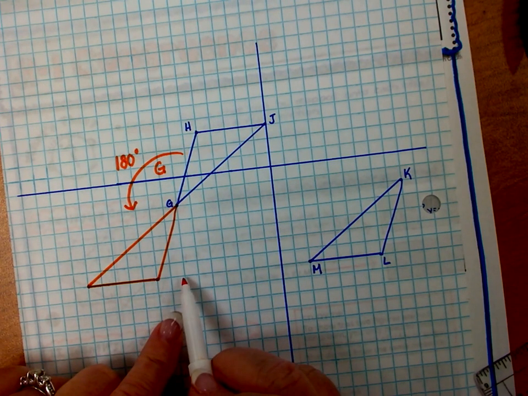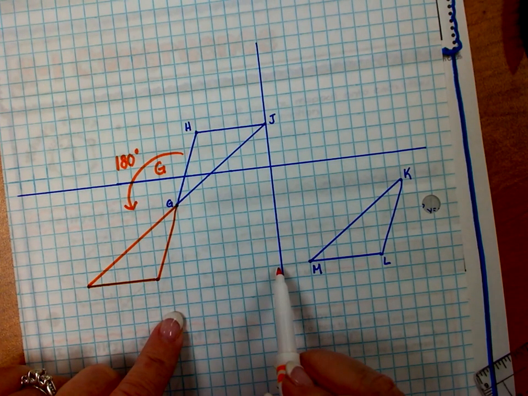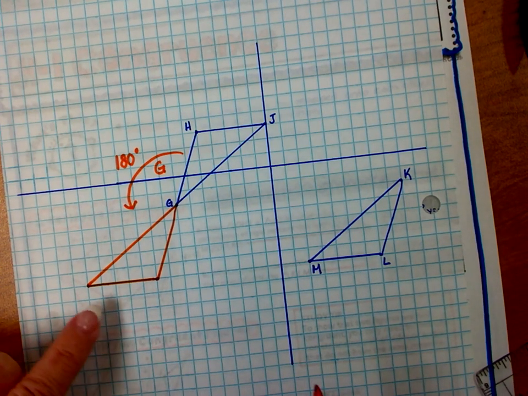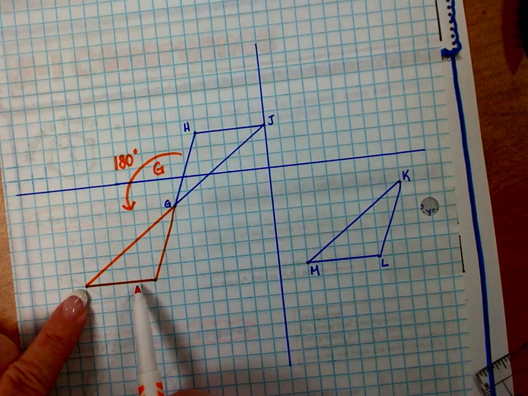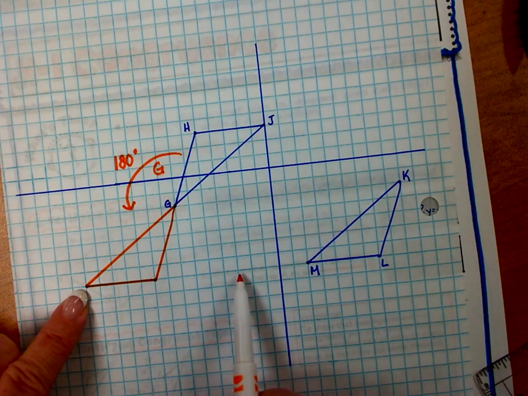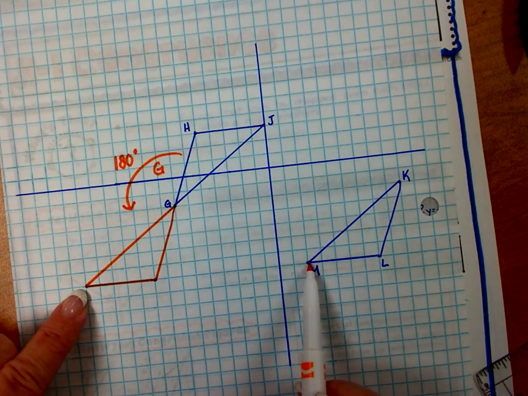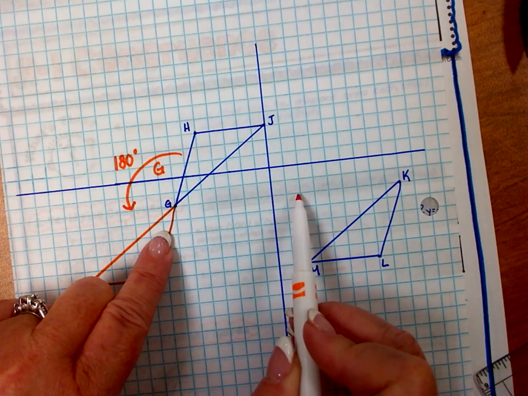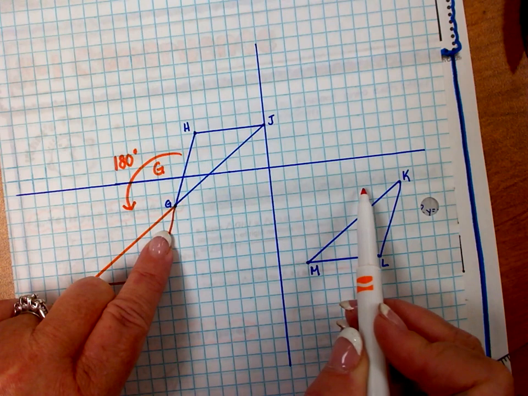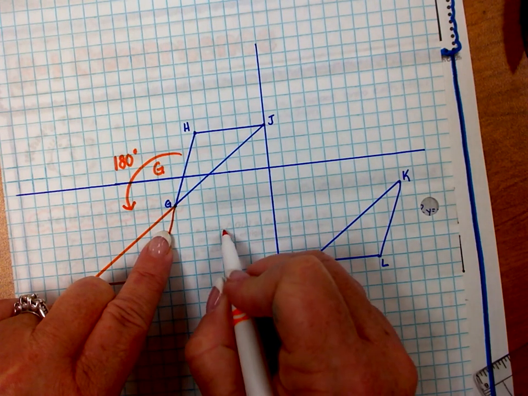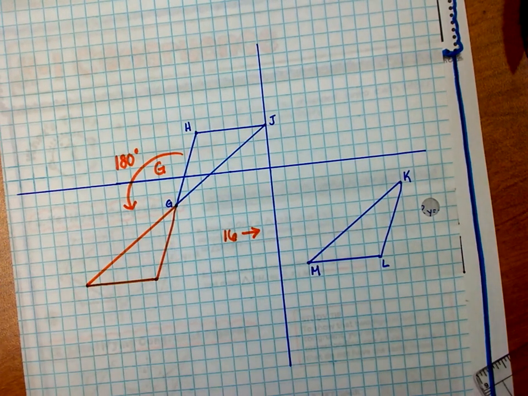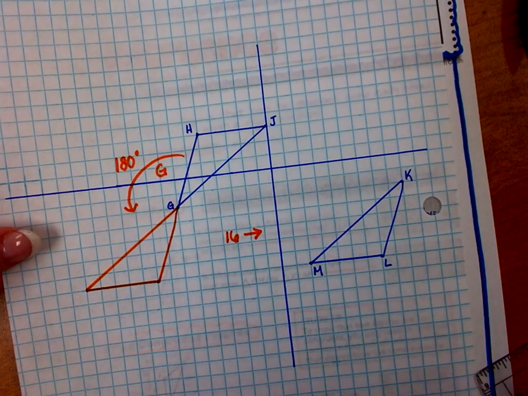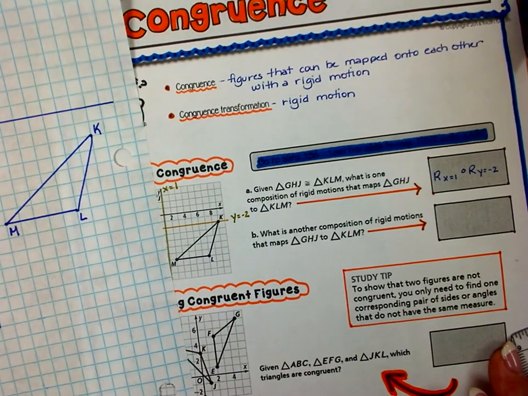It looks like 1, 2, 3, 4, 5, 6, 7, 8, 9, 10, 11, 12, 13, 14, 15, 16 points. Let's see if it works for the other two. Again, 16, and 16. Okay, so it looks like 16 units to the right. So we are talking about a rotation about point G and a translation of 16 units.